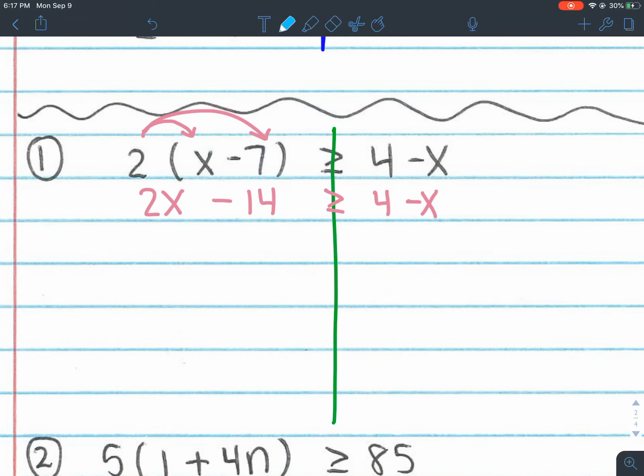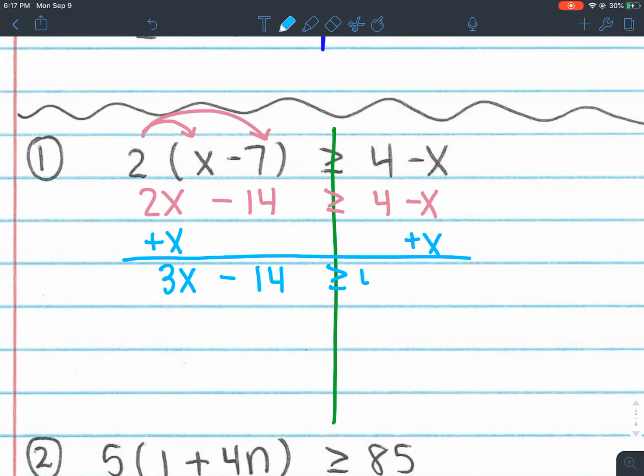All right, now, the next step is to move all of my variables to the left side. So I notice that I have a negative x on this right side, and I want to move it. In order to move it, I'm going to have to add x because it's the opposite. And I would add it to the 2x because those are like terms. So then I would have 3x minus 14 is greater than or equal to 4 because the x and the plus x cancel.